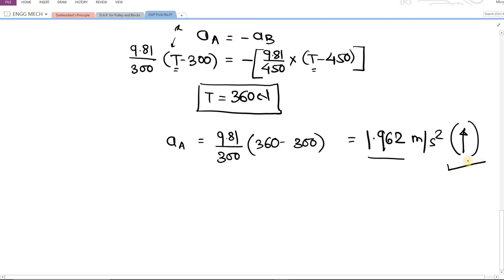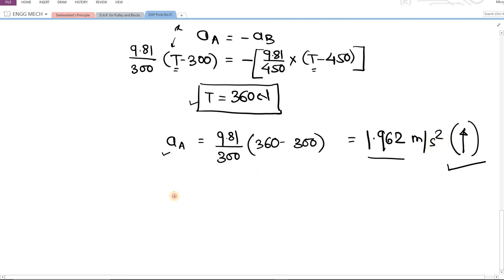Okay, I will repeat this again. We calculate a value of T, then we have the equation for acceleration of block A. Now when we put the value of T in the acceleration equation of block A, the value came out to be positive directly. That's why whatever assumption we had made regarding the direction of motion of block A is correct.